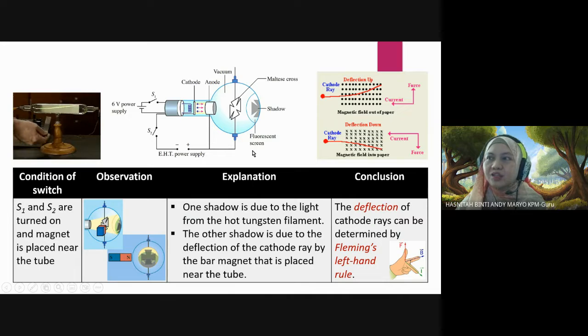The shadow at the center is due to the light emitted from the tungsten filament. Another shadow will be shifted, so here it will form two shadows. The other shadow will be shifted to a new location due to the deflection of the cathode ray by the bar magnet placed near the tube. And how do we determine the direction of the second shadow? We can determine it, as I mentioned, using Fleming's left hand rule.